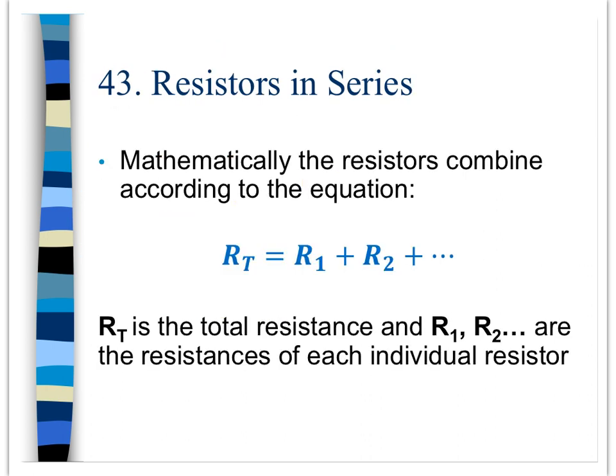Mathematically, we have an equation for determining the total resistance for a bunch of resistors in series, and here it is. We're just going to add up each individual resistance. So R_T is going to be the total resistance of the circuit, and then R1, R2, R3, and so on are the individual resistors. So we could have as many resistors as we want, and we would just use this equation to determine the total resistance of that circuit.